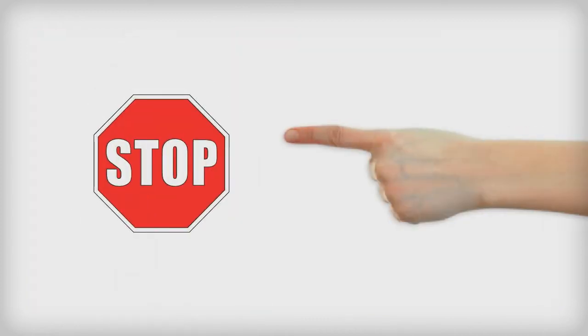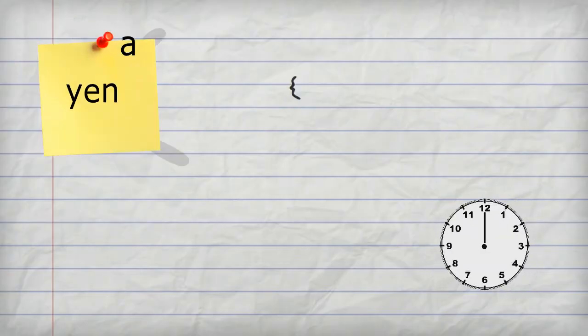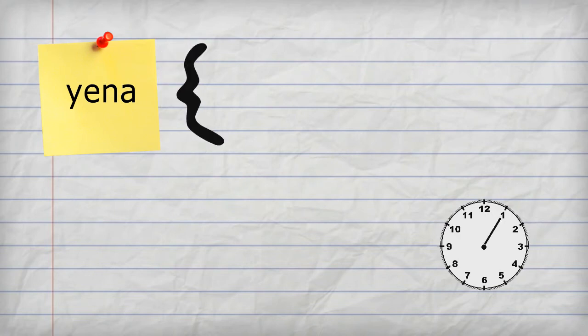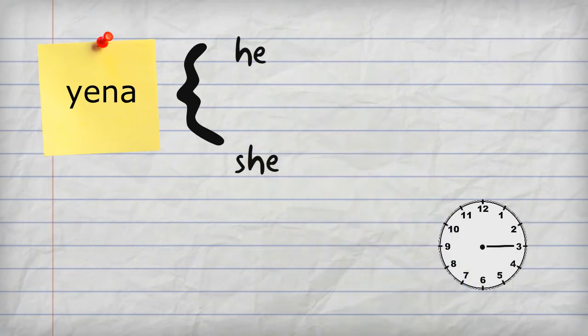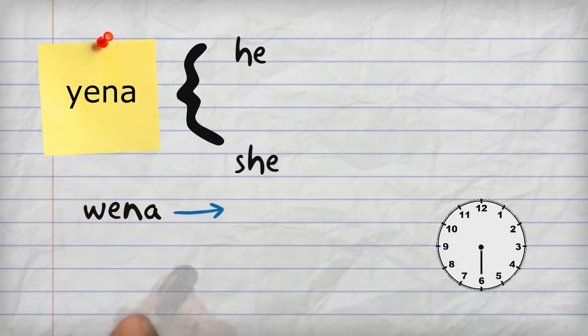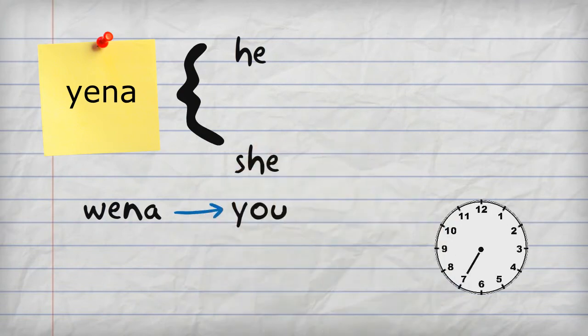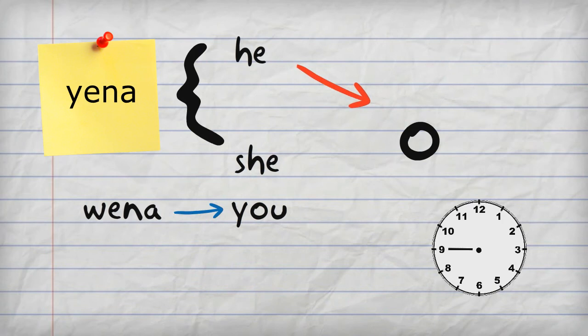Okay, stop for a second. Let me explain. Yena is the pronoun for he and she. And wena is the pronoun for you. But we can also use the word o for he, she, and you. Are you confused? Let me explain some more.